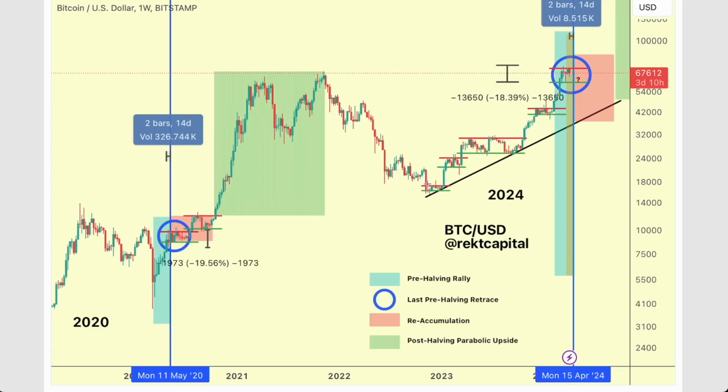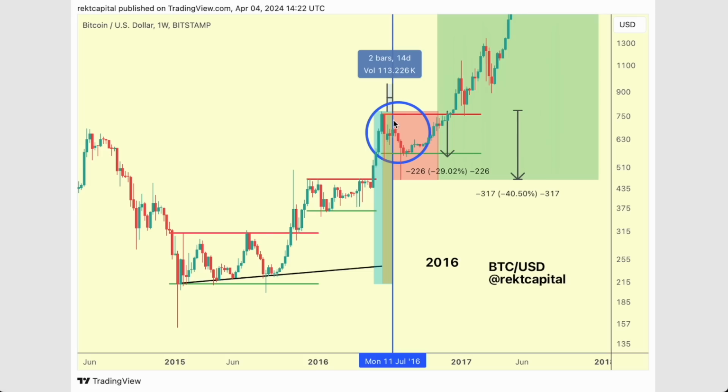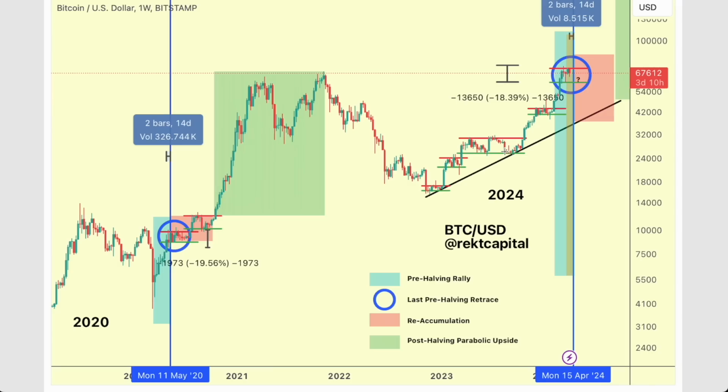So we are getting conflicting signals, because the pre-halving retrace was over by the time of the halving in 2020, but in 2016 it still took 4 weeks after the halving for Bitcoin to find its bottom on that pre-halving retrace. So the pre-halving retrace here began before the halving and then stretched over into the post-halving period. So very difficult to right now just say this is the bottom.